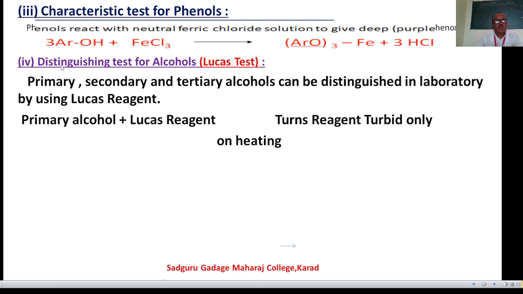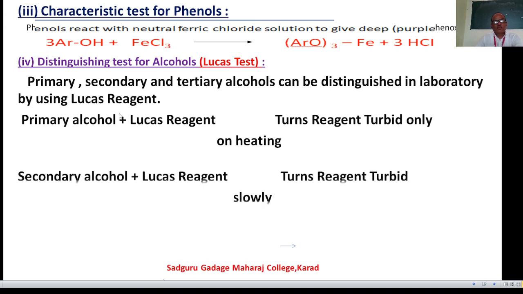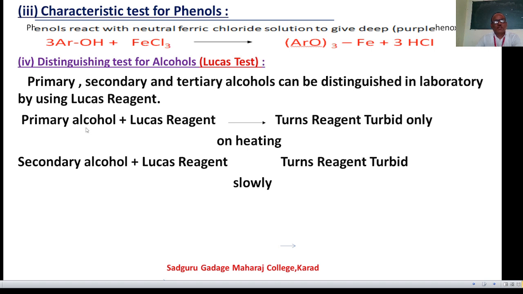The next property is the distinguishing test for alcohols. Distinguishing test means we can distinguish between primary, secondary and tertiary alcohols. So for this, the Lucas test is required. Primary, secondary and tertiary alcohols can be distinguished in the laboratory by using Lucas reagent. So here, first the reaction for primary alcohols. If you take any primary alcohol, that is CH3OH or C2H5OH, it reacts with Lucas reagent. Lucas reagent is a mixture of concentrated HCl and zinc chloride.